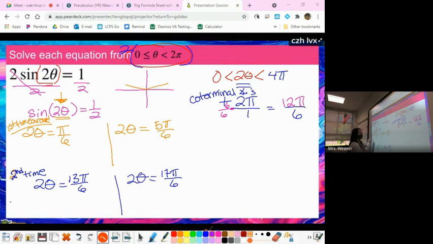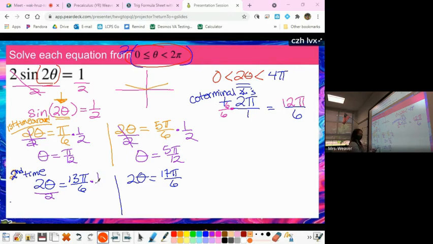The way we're going to solve them is we're going to divide both sides by 2, which is the same as multiplying by 1/2. That gives me theta equals pi over 12. We divide both sides by 2 again, so theta equals 5 pi over 12. Divide both sides by 2, so theta equals 13 pi over 12. And we divide both sides by 2, and that gives me theta equals 17 pi over 12.